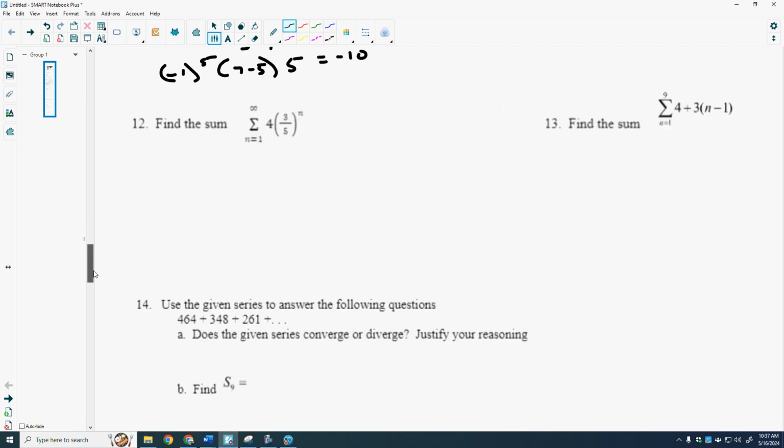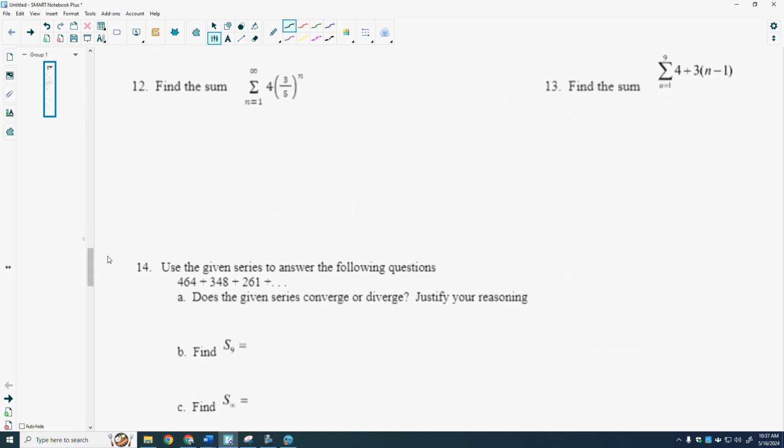All right. Question 12. Now we find the sum. Notice 1 to infinity, so now we're doing the infinite sum. So S sub infinity is a sub 1 divided by 1 minus r. That's it. So what's my first term? First term, plug in 1 for n. Three-fifths to the first power is 3/5, times 4 would be 12/5. This is 4 over 1. 4 times 3 is 12, 1 times 5 is 5.